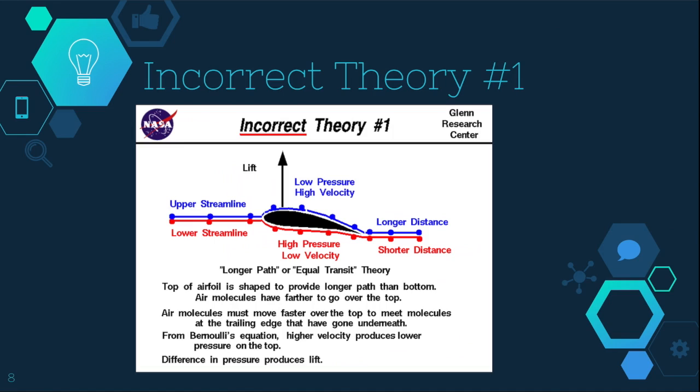Even though this theory seems sensible, the problem with this theory is that there's no actual proof of air molecules meeting at the end of the streamline. This is assumed when people were creating this theory.